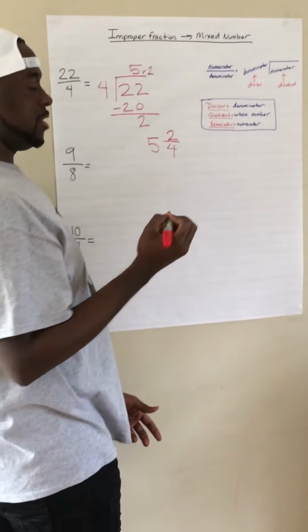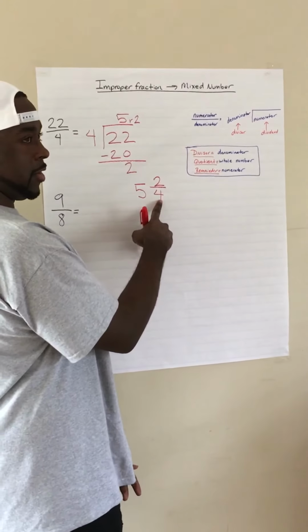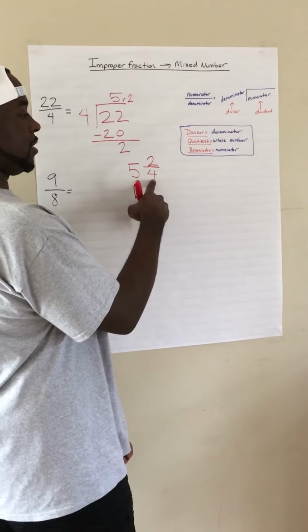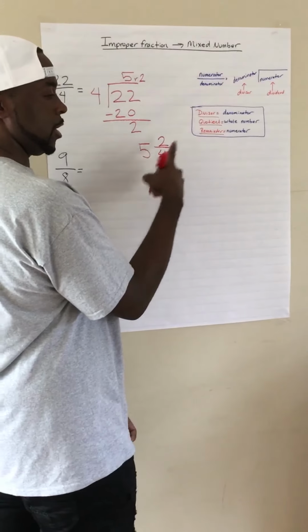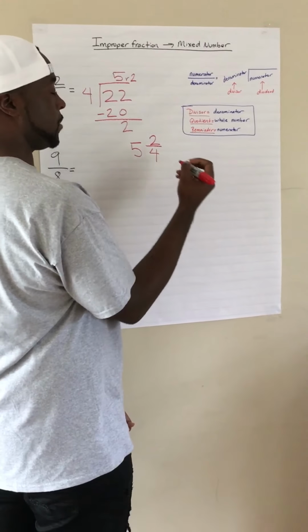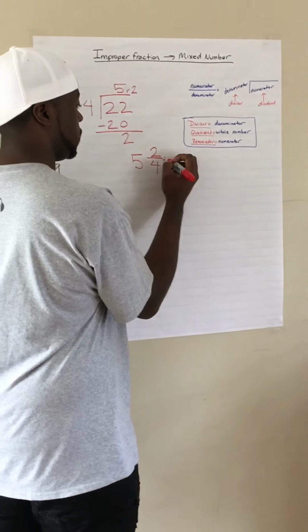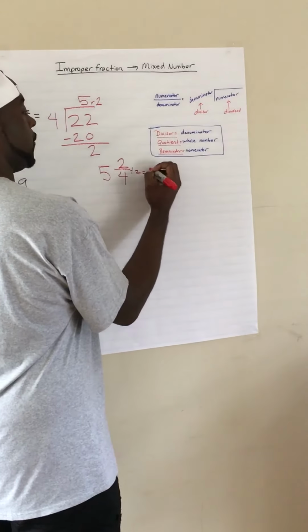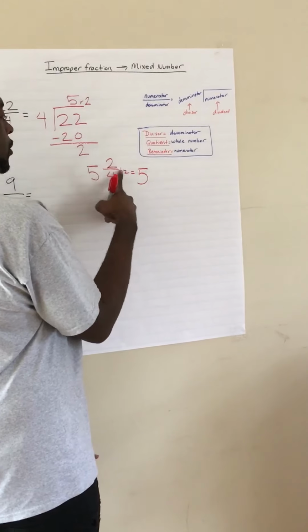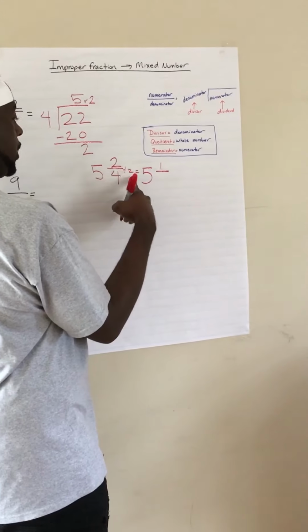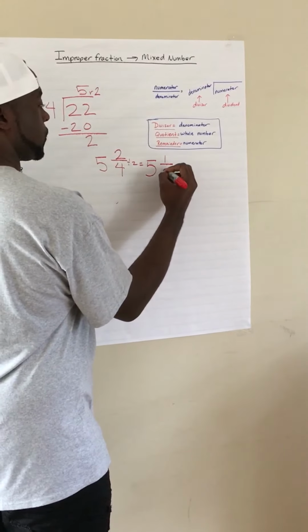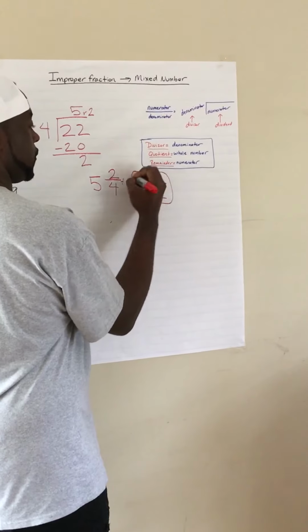But we're not quite done yet because 2/4 can be simplified. So I want to think of a number that I can divide into 2 and 4 and give me a whole number. 2 comes to mind, so I'm dividing each one by 2. I'm gonna keep my 5. So 2 divided by 2 equals 1. And then 4 divided by 2 equals 2. So your answer is 5 and 1/2.